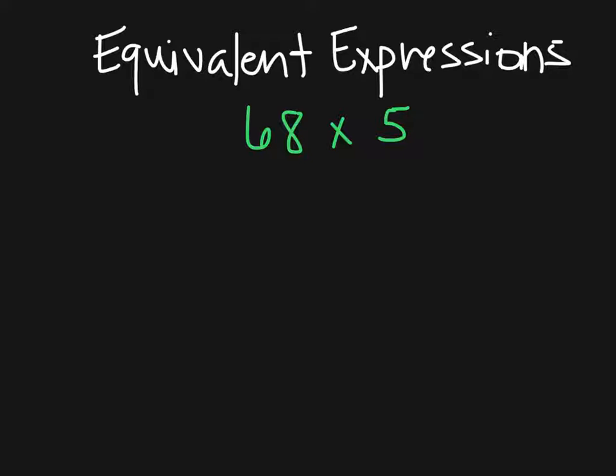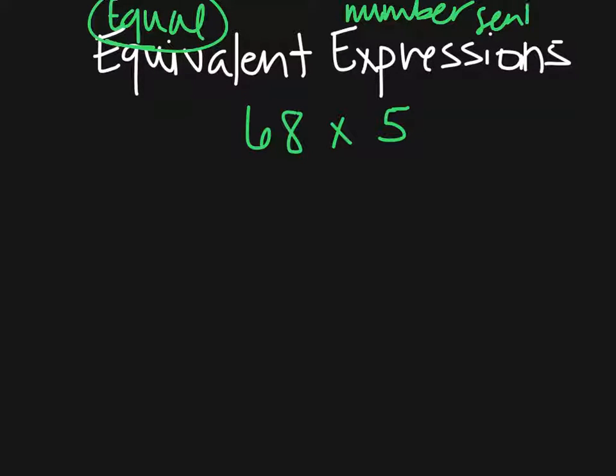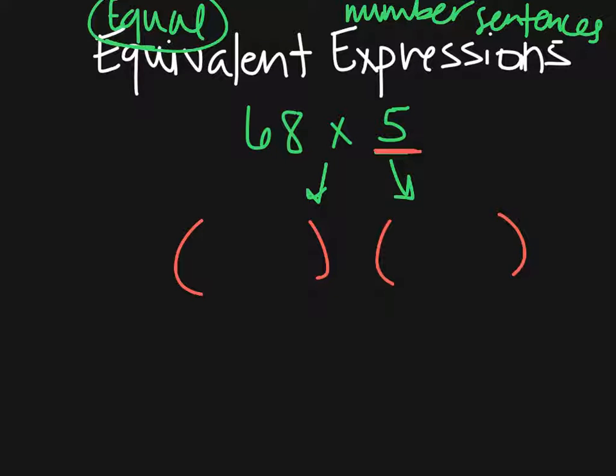I just want to, like I said, talk quickly about equivalent expressions. I mentioned these at the beginning. Equivalent expressions just mean that they are number sentences that are equal. So think of this as equal number sentences. So I have 68 times 5, and I want to think about how I could break this up to make it a little bit easier to multiply. I'm going to keep my small number as my common factor. So in both sets of parentheses, I'm going to have a 5.